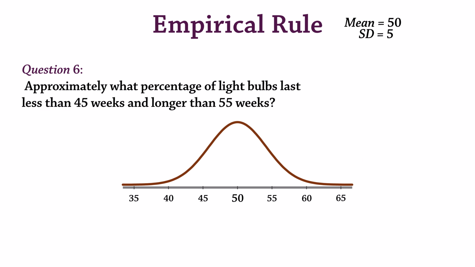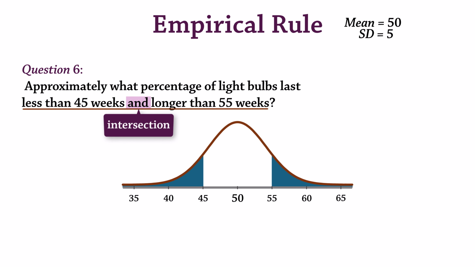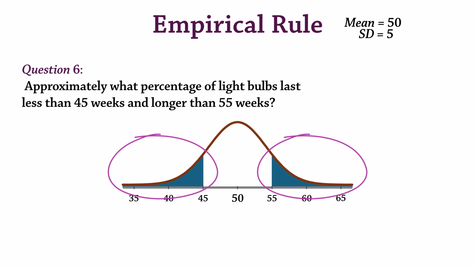Question 6 is a classic logic trap you might see on an exam. It asks for the percentage of bulbs that last less than 45 and more than 55 weeks. In statistics, "and" refers to the intersection, the place where two conditions meet or overlap. Because a value cannot exist in these two different tails simultaneously, there is no overlap.